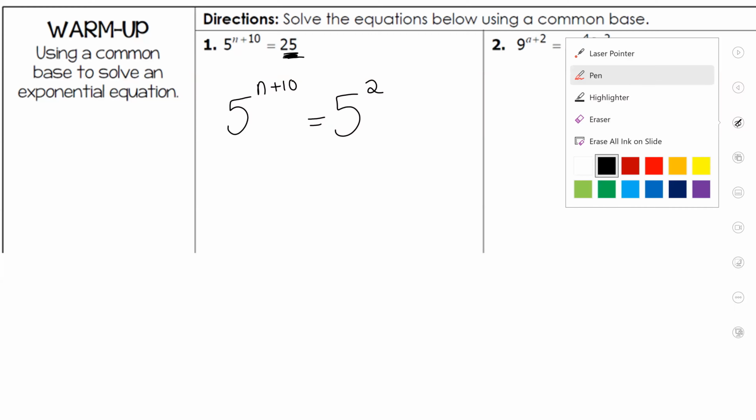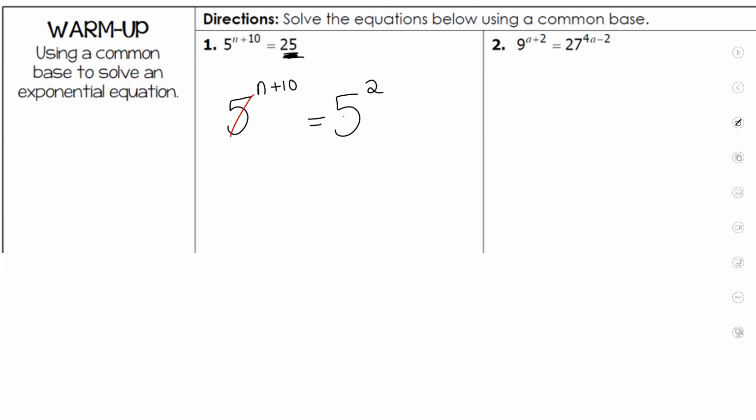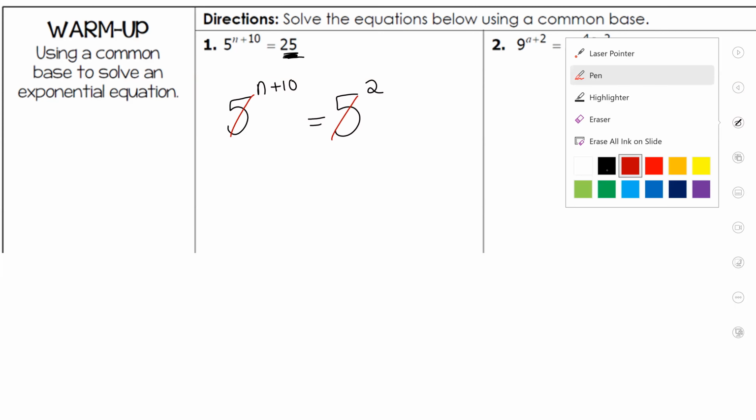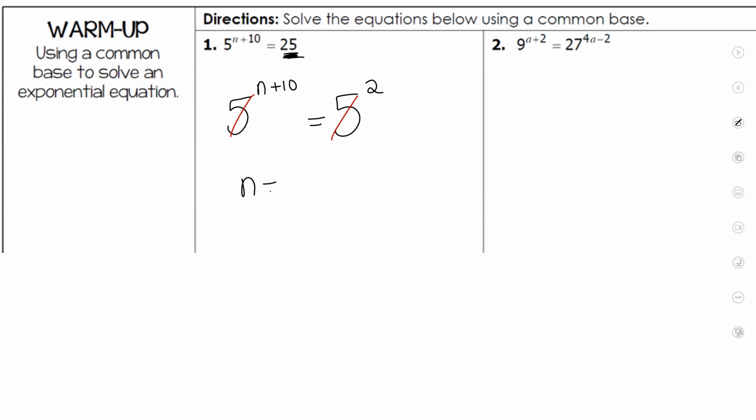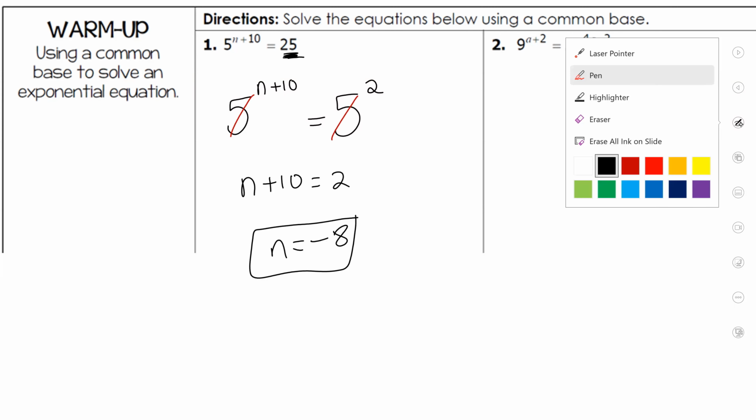Okay, now my bases are the same. So now we're just going to go ahead and solve what's left over. We have n plus 10 equals 2. What is n equal to? -8. So that is our answer here. Okay, now we need to rewrite the bases over here. We have to change both of them.